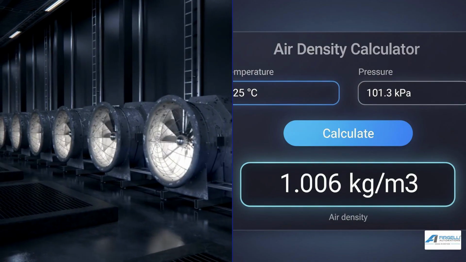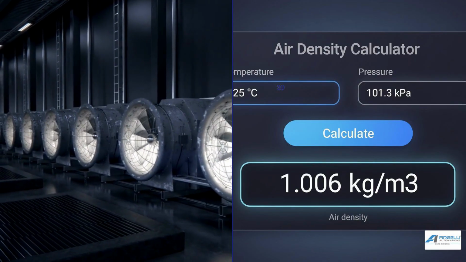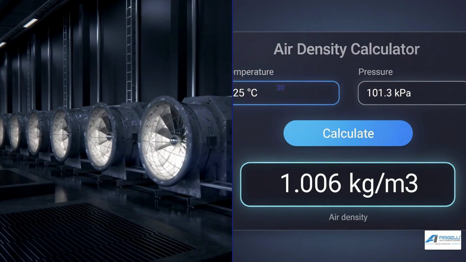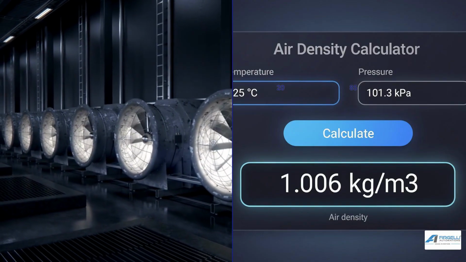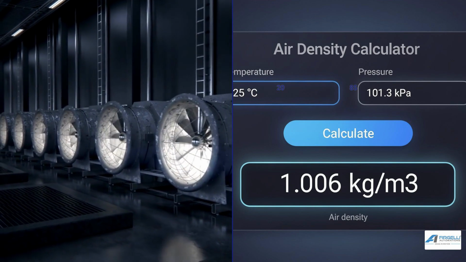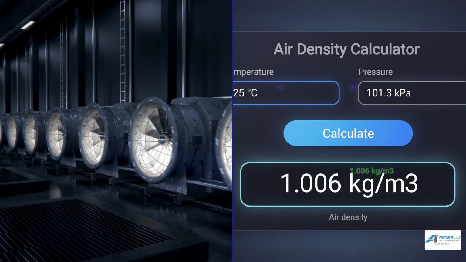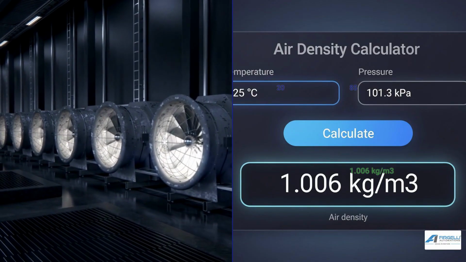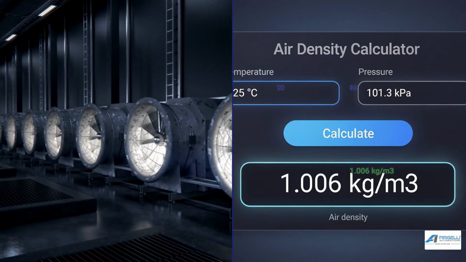Let me walk through a practical example. Suppose you're designing a ventilation system for a facility at 1,500 meters elevation. I'll enter temperature as 20 degrees Celsius, typical indoor conditions. For pressure, at this elevation we'd have approximately 85 kilopascals instead of sea level's 101.325. After entering these values, the calculator instantly returns the density as 1.006 kilograms per cubic meter.